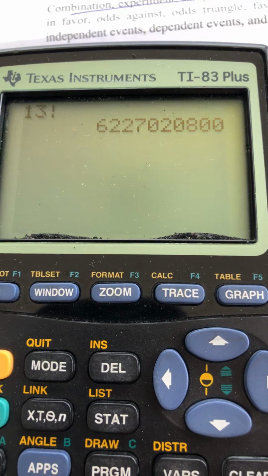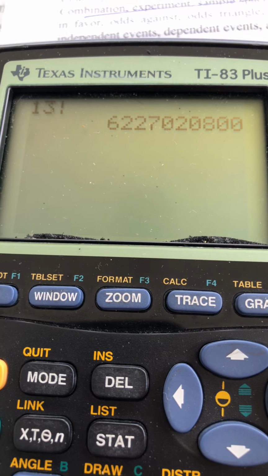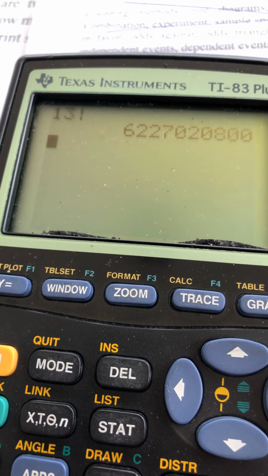Okay, so this is just a mini lesson on what factorial means and how to find it on 2 of the most common calculators.